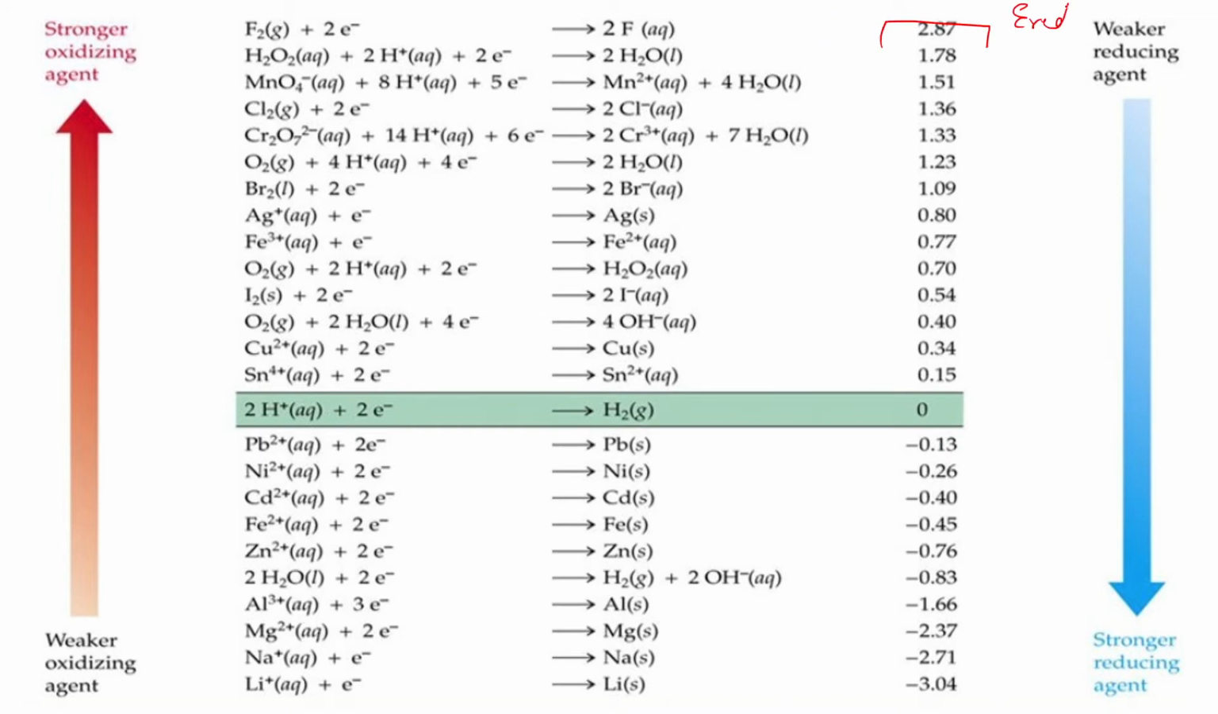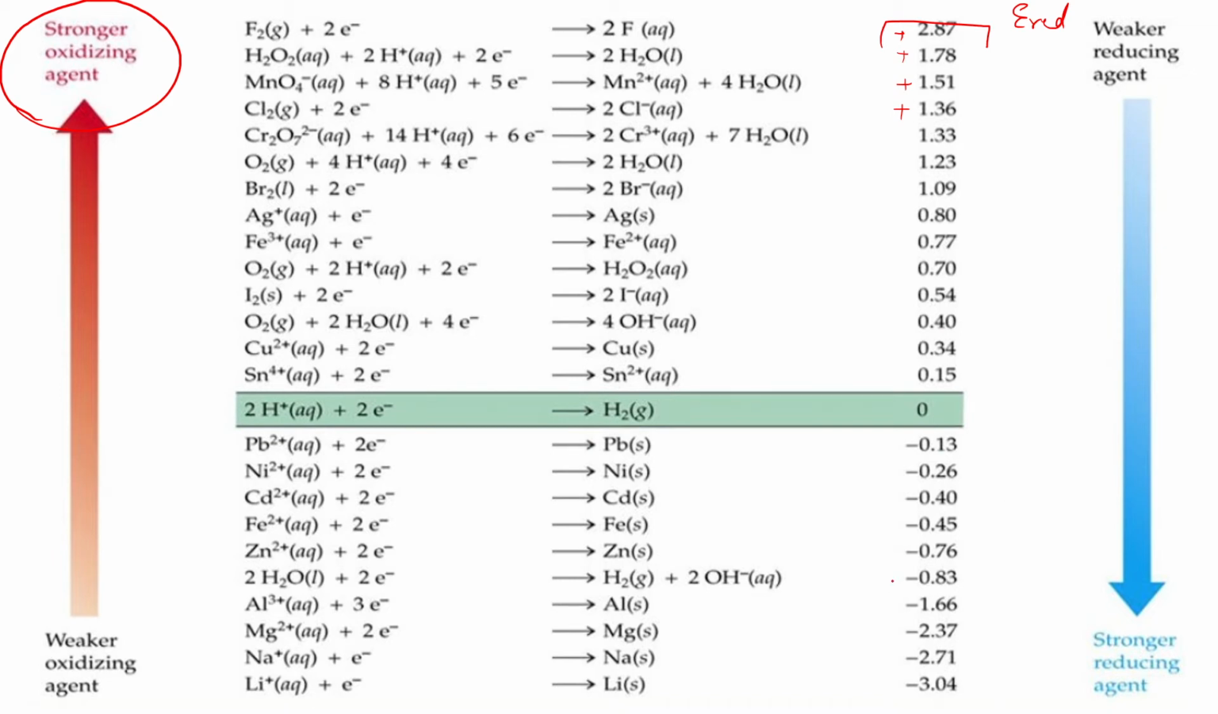As you can see, these are the E reduction values for all the cells. The higher the reduction value, like plus 2.8, plus 1.7, plus 1.15, means a strong oxidizing agent. A strong oxidizing agent will itself get reduced and will oxidize the other ion or the other metal.